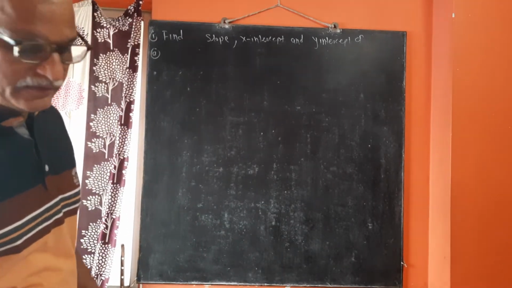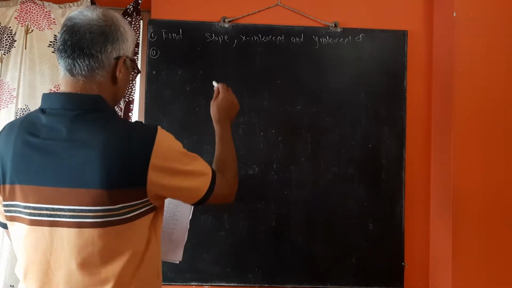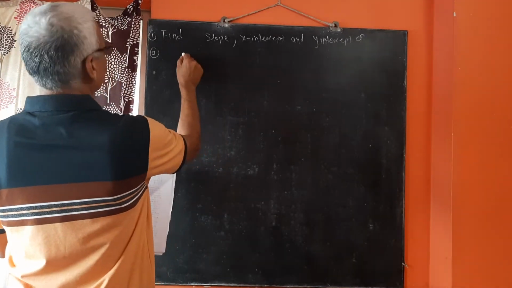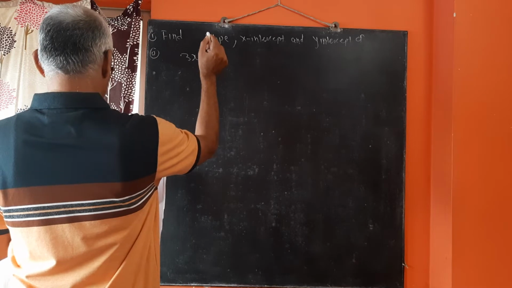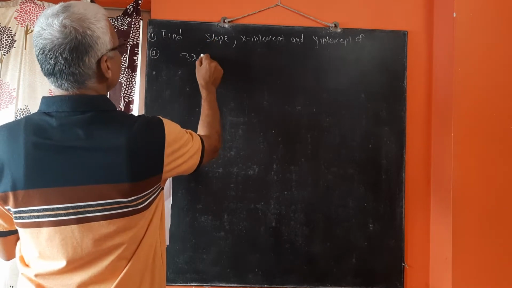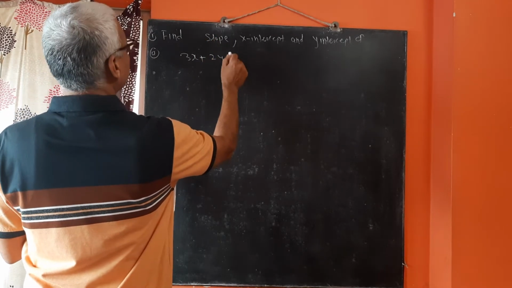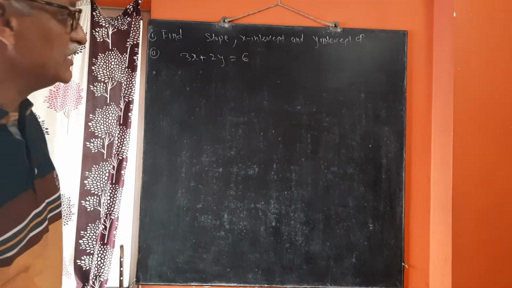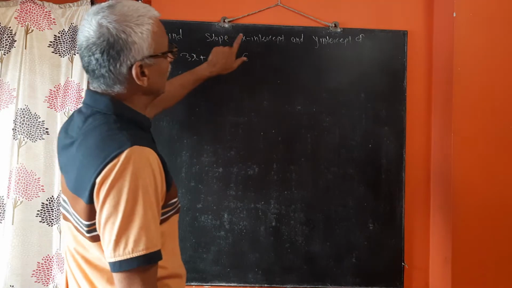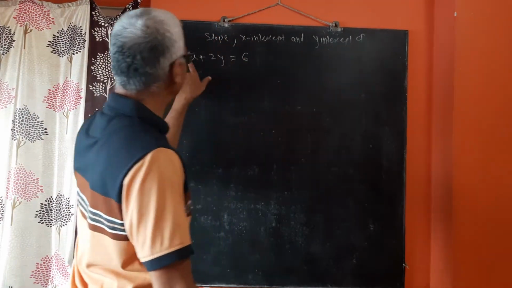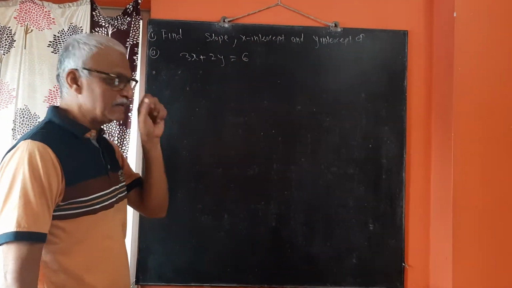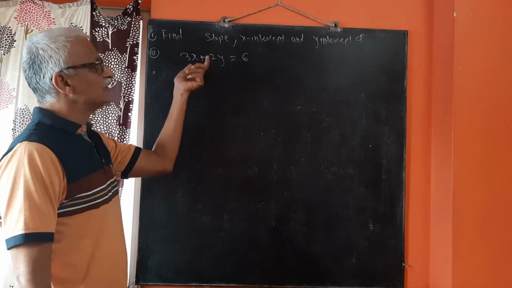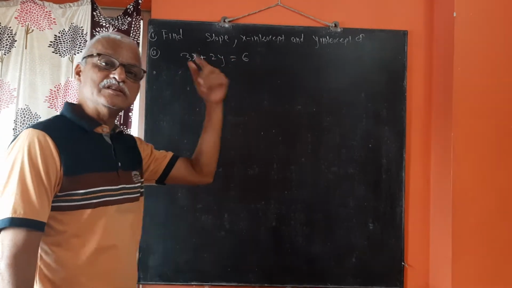So the first equation is 3x plus 2y equals to 6. 3x plus 2y equals to 6. We have to find out the slope, x-intercept and y-intercept of line 3x plus 2y equals to 6. Now first we have to write down this equation in the standard form. Standard form means the general form.